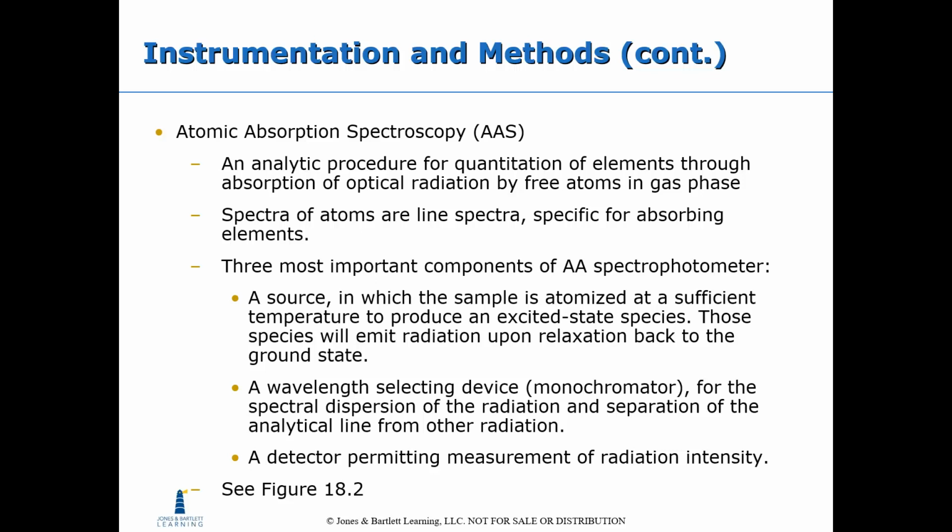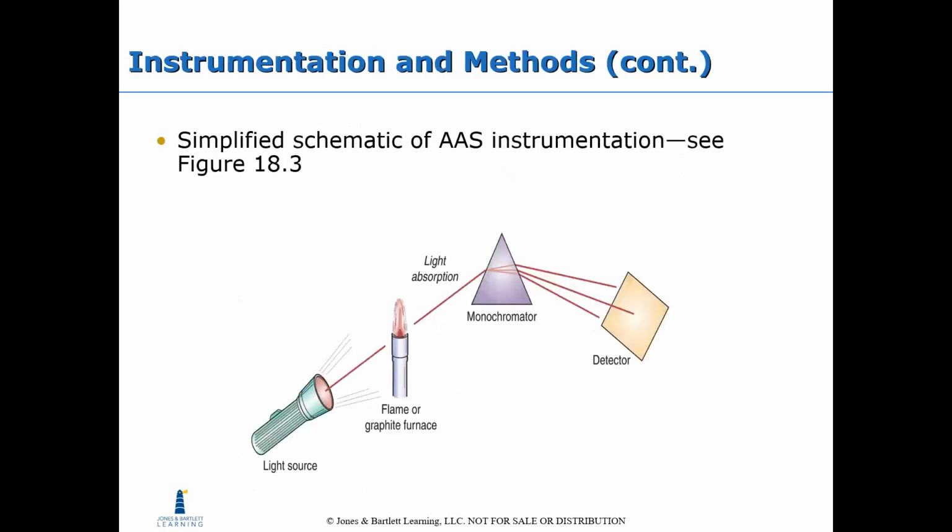A wavelength selecting device, monochromator, for the spectral dispersion of the radiation and separation of analytical line from other radiation. A detector permitting measurement of radiation intensity. So this is a simplified schematic of an AAS instrumentation.